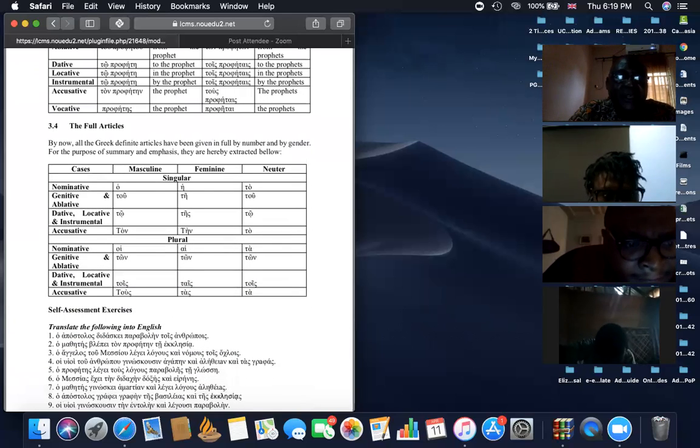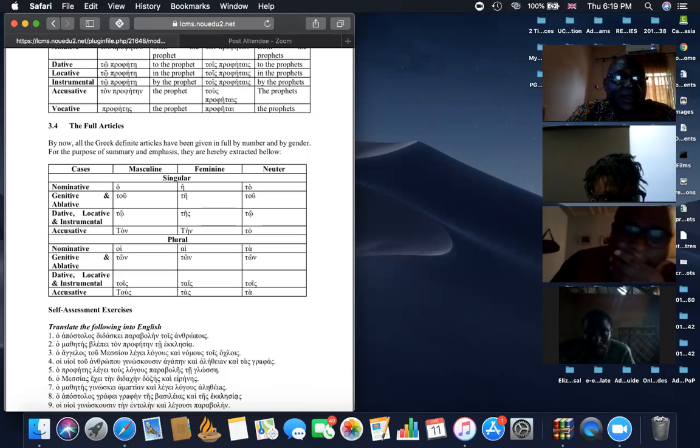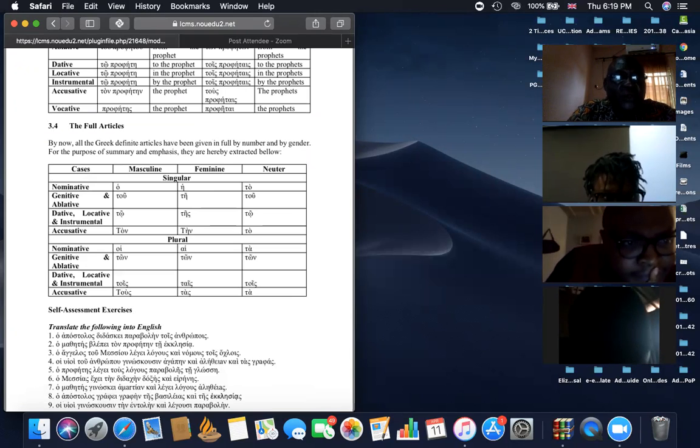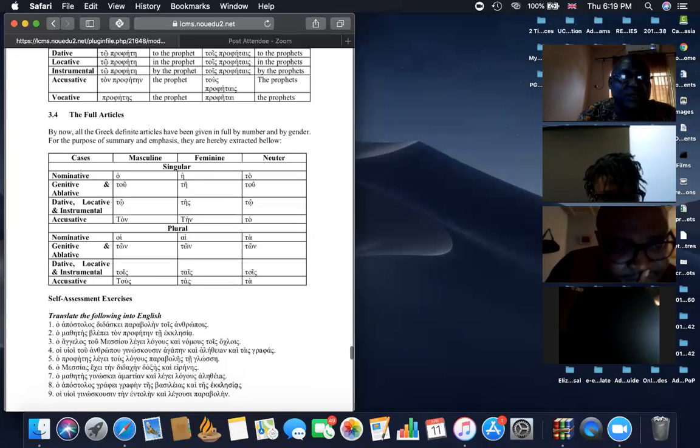So at this point, you will now have all the definite articles of the Greek by case and by gender. Can you see them? Yes, in the masculine, you have ho, tou, to, ton. In the feminine singular, you have he, tes, te, ten. In the neuter, you have to, tou, to, to. And then in the plural, you have hoi, ton, tois, tous. Hai, ton, tais, tas. Then ta, ton, tois, ta. So take very good notes.